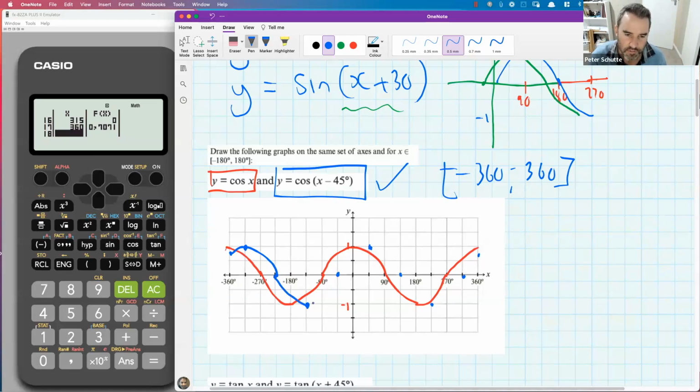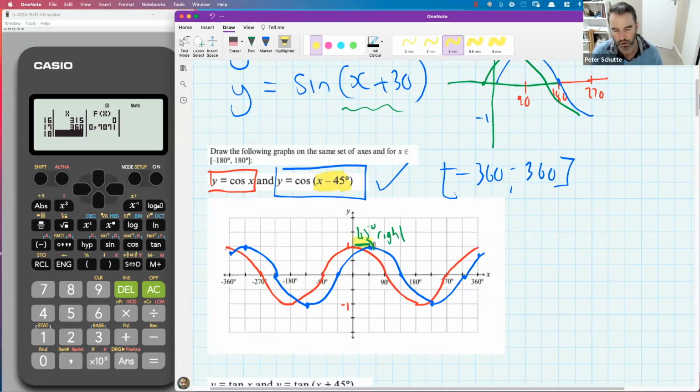So let's see if my graph makes sense. Now, the good news is, if I look at the red and the blue, it looks to me like the only difference is that the blue graph is 45 degrees to the right. It's almost like the red graph moved to the right by 45 degrees, and that's exactly what I would have predicted, right? It's exactly x minus 45 should move the graph 45 degrees to the right.